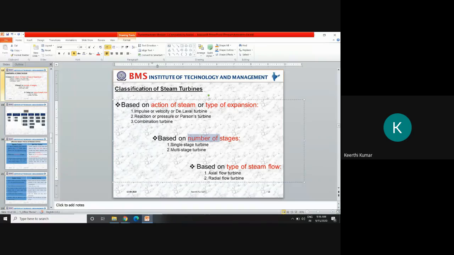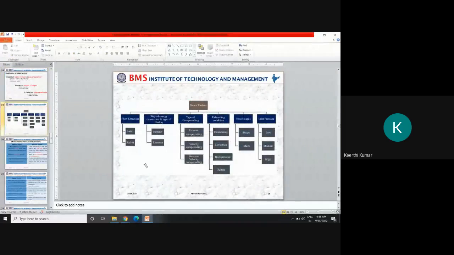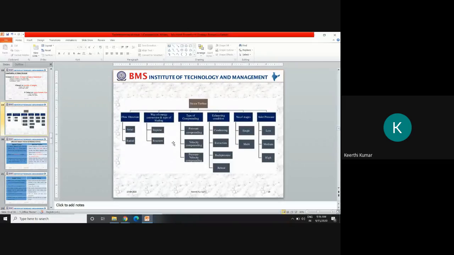Here, based on the number of stages: single stage, multi-stage. Based on the type of steam flow: axial flow and radial flow. And this is the graphical representation, just to make it easy for you to remember. But this is not the way you should represent it in the exam.